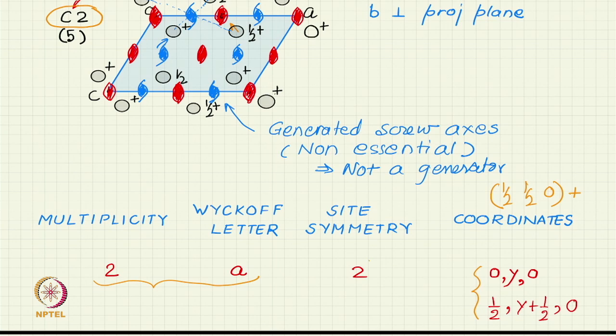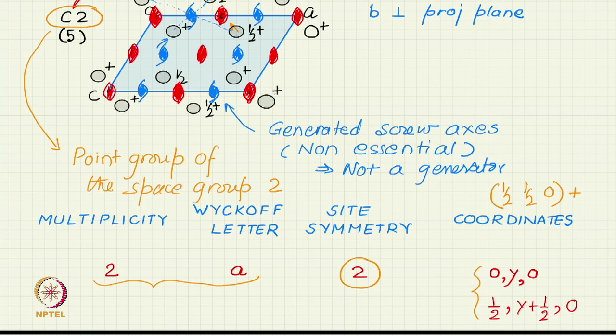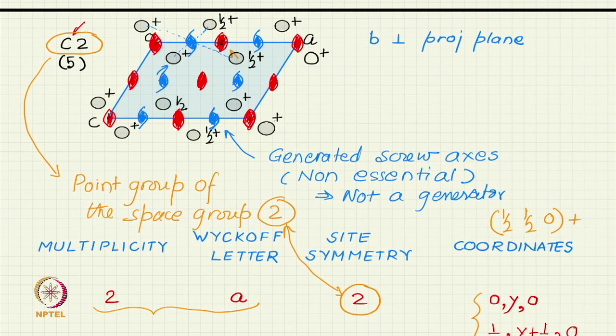But what is important is that you see the site symmetry 2, and again C2 will give you the point symmetry 2, and these two are equal, indicating another property of the symmorphic space group, that C2 is also a symmorphic space group. But I gave you this example to show that this is a symmorphic space group, but it still contains non-symmorphic operations, it contains screw axes.